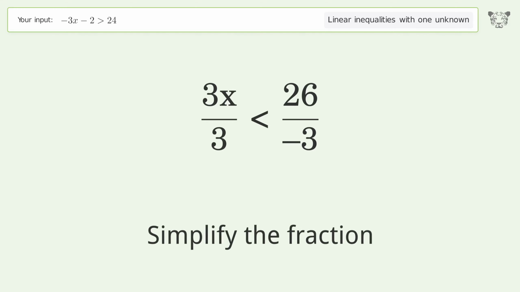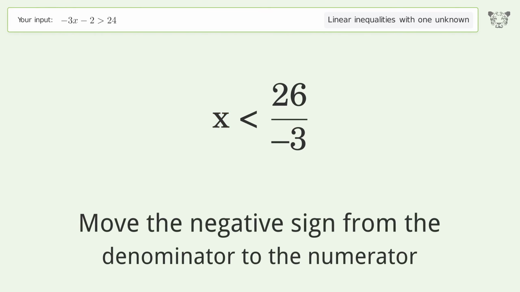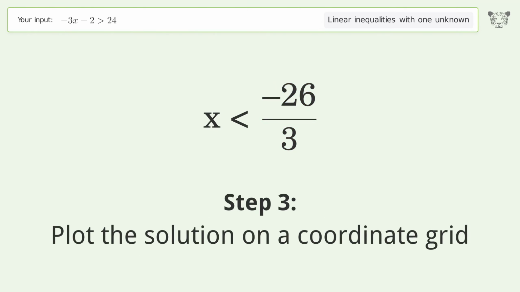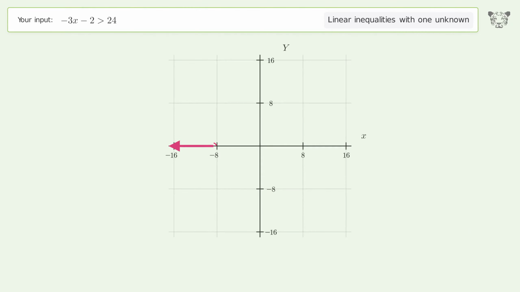Simplify the fraction. Move the negative sign from the denominator to the numerator. Plot the solution on a coordinate grid. And so the final result is x smaller than -26/3 smaller than -82/3.